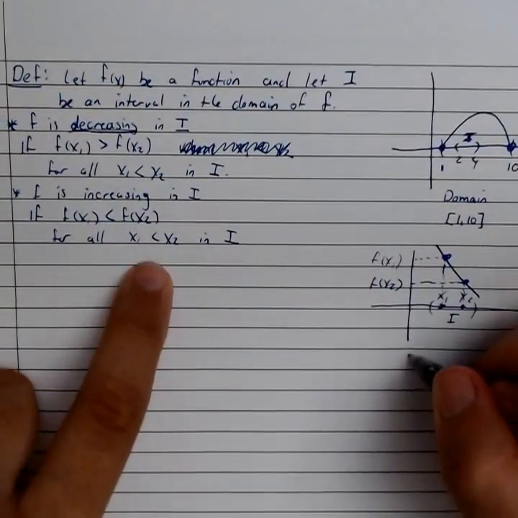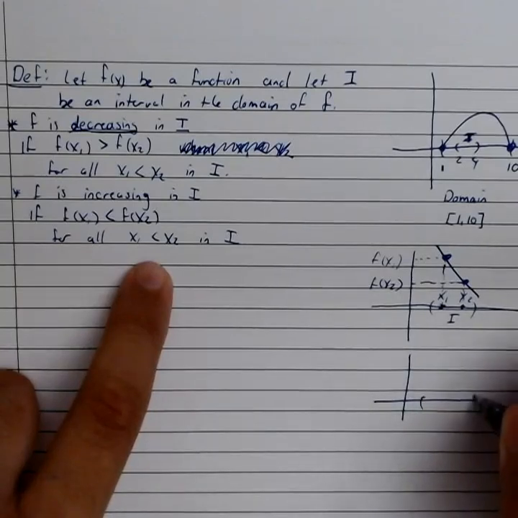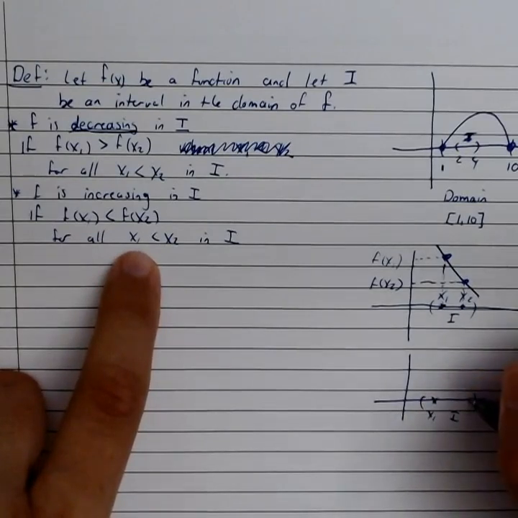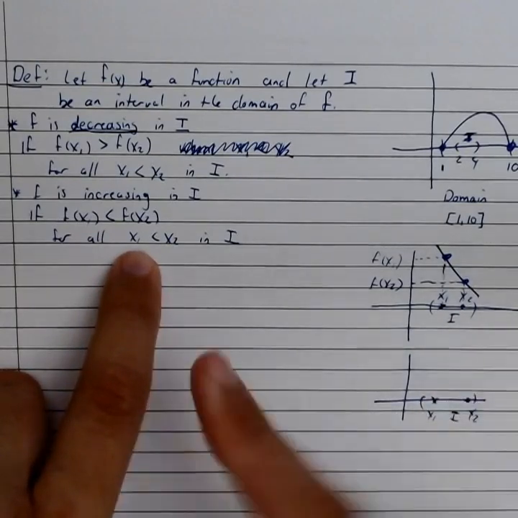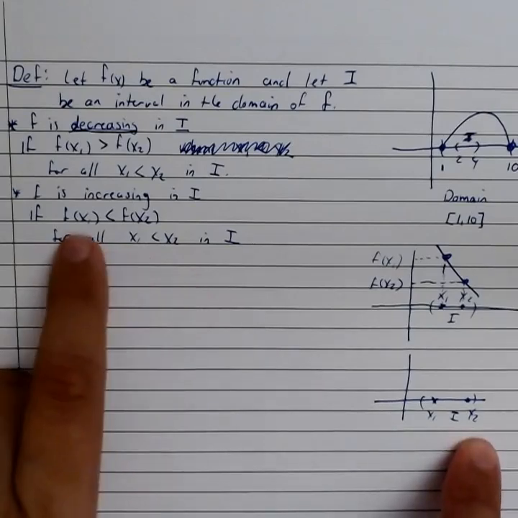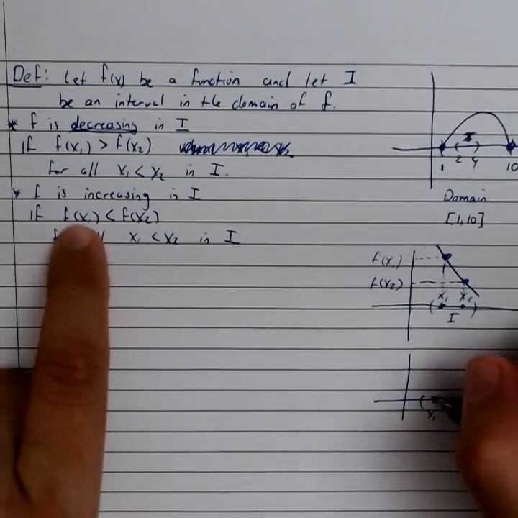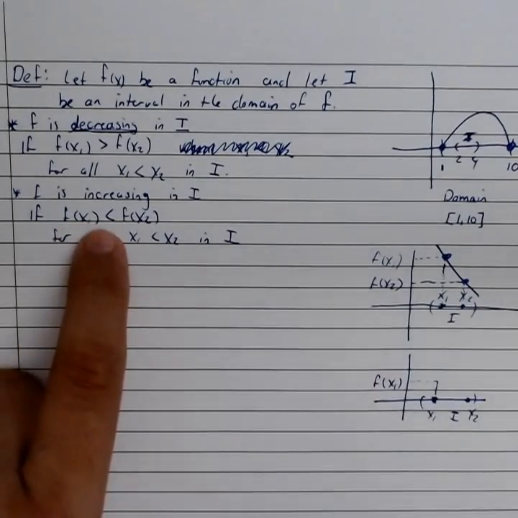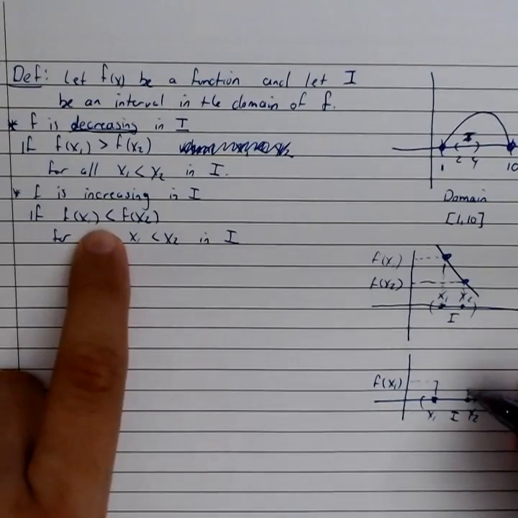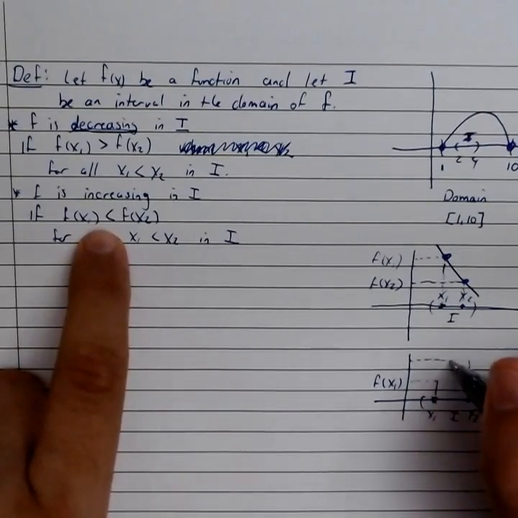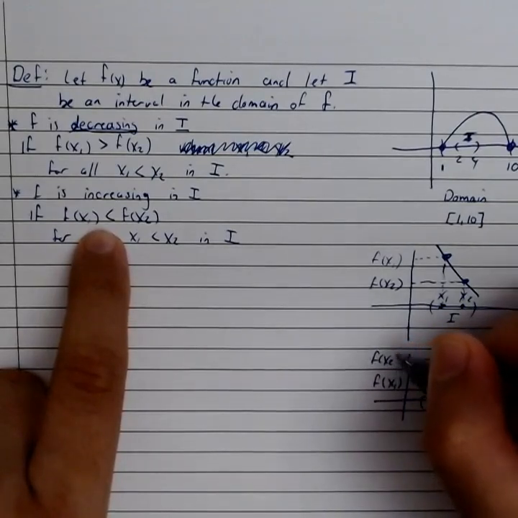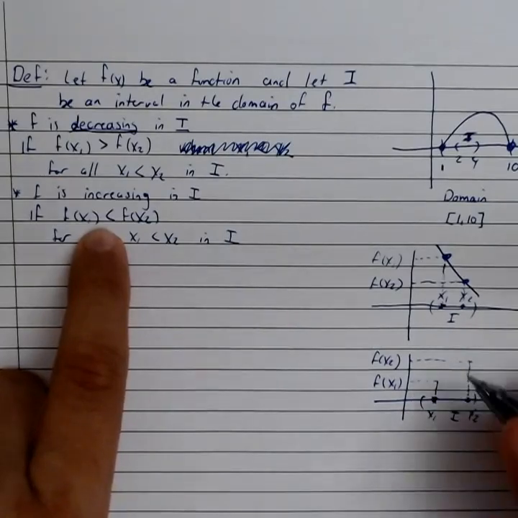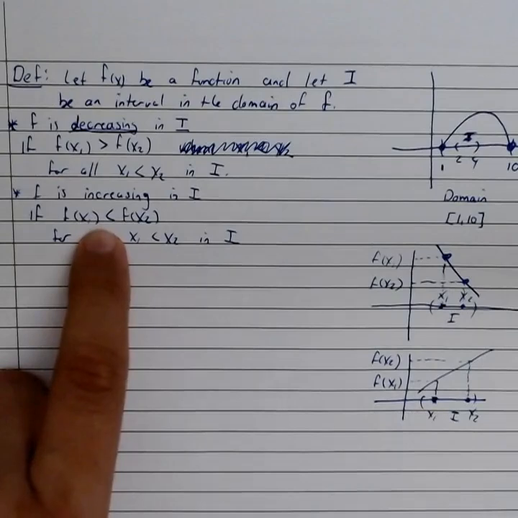So it's pretty much the same thing, except now you're saying, okay, you have your interval I, you have your x1, which is somewhere on the left, and you have your x2, which is somewhere on the right, because x2 is greater, so it's further to the right. Now, your f of x1 is less than your f of x2, which means your f of x2 is going to be higher. If that's always the case, if every time you're going from left to right, your y value is going up, then the graph is said to be increasing.